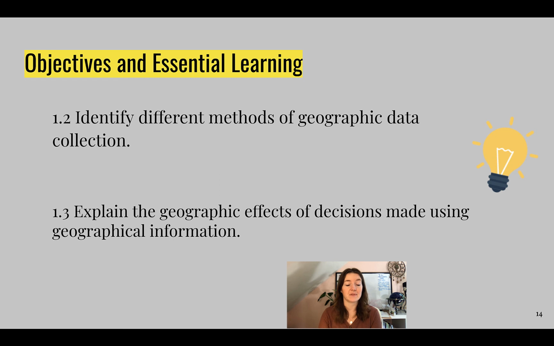And that's the whole thing. So again, we were able to identify different methods of geographic data collection and explain the geographic effects of decisions made using the geographical information. So how do we make decisions based on that?